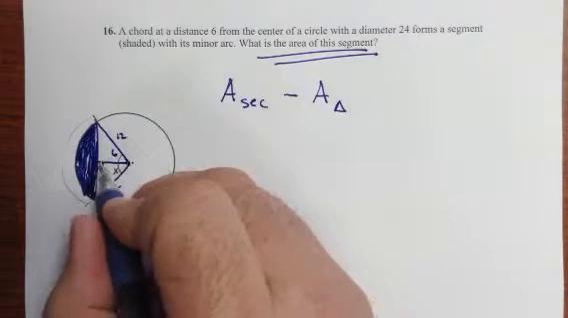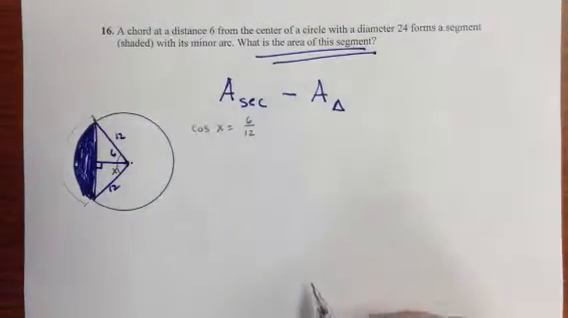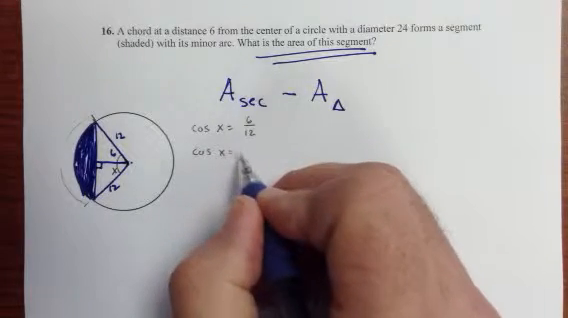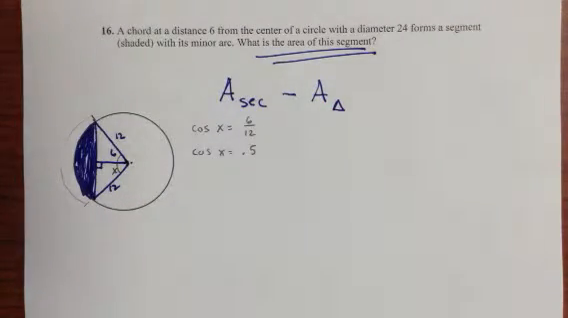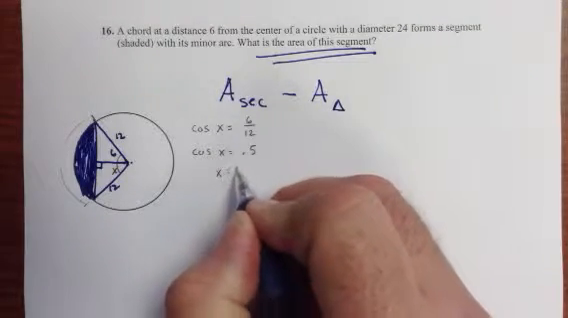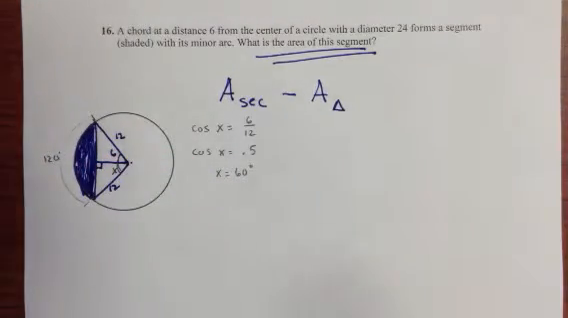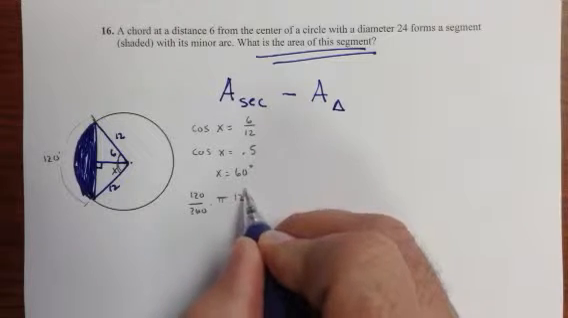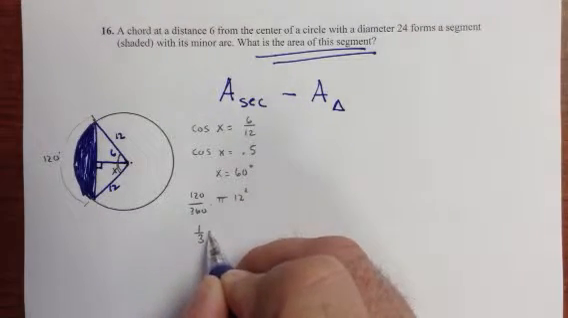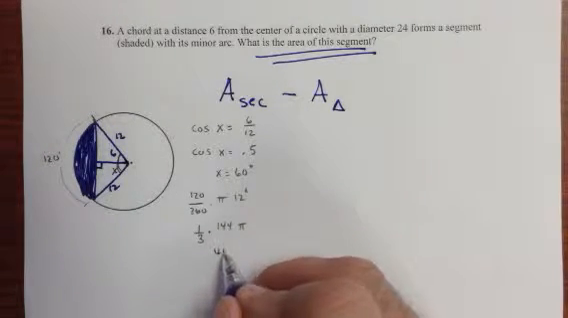So let's see, I have adjacent and hypotenuse, so cosine of x is equal to 6 over 12. Cosine of x is equal to 1/2 or 0.5. If you're in pre-calculus, you'll have to do this with an exact value. Since we are not, I'm going to let you approximate. So x is going to be 60 degrees. That's 60 degrees, so the whole thing is 120. That's very fortunate. So 120 over 360 times pi r squared. That's 1/3, just like the last problem, of 144 pi. And 144 divided by 3 is 48.